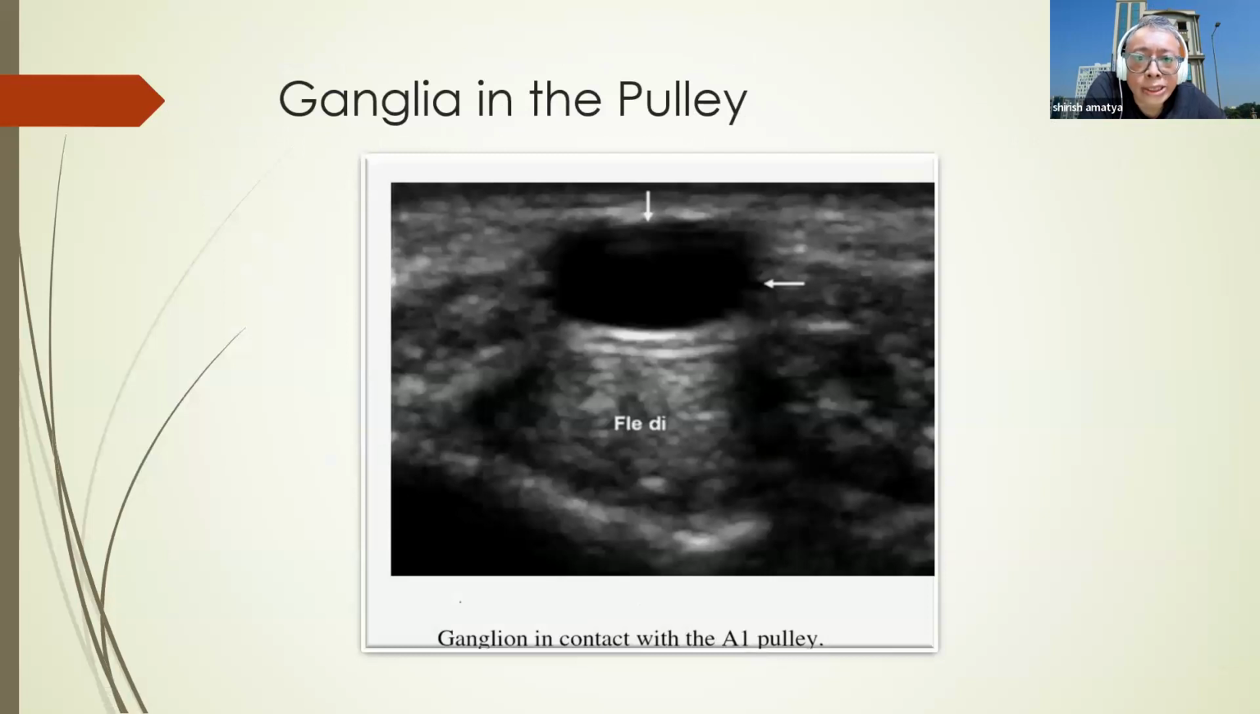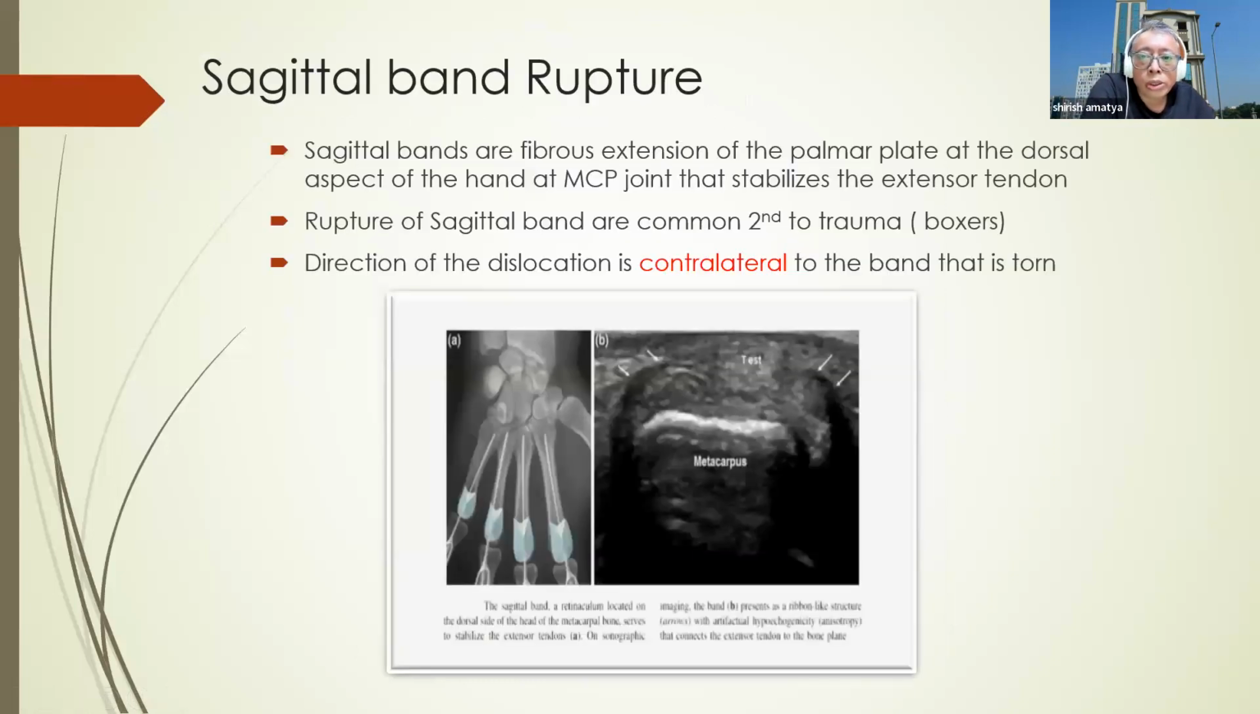Another problem that is encountered in the pulley is the ganglia, as Dr. Milton has said. The ganglia can also occur over the pulley. So this is the picture of the ganglia over the A1 pulley. You can see the bone in the lowermost part. This is the flexor digitorum tendon, and above this is the pulley. Just above the pulley, you can see an anechoic rounded structure, which is the ganglia in the A1 pulley.